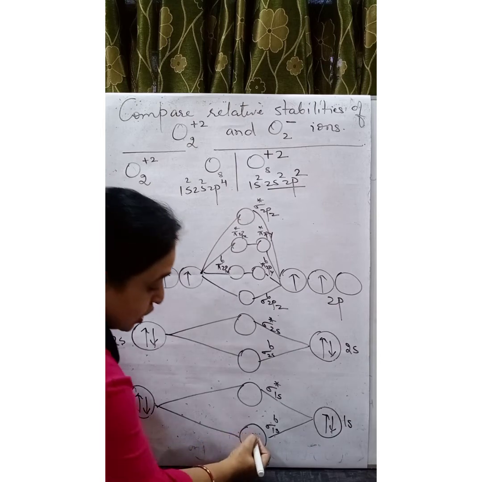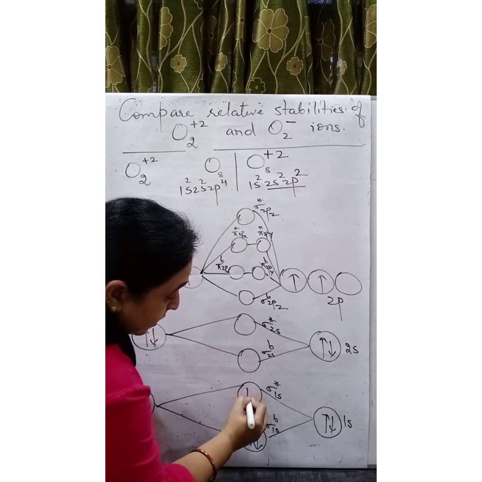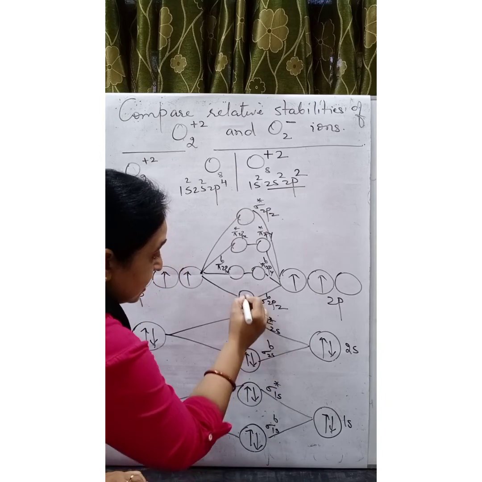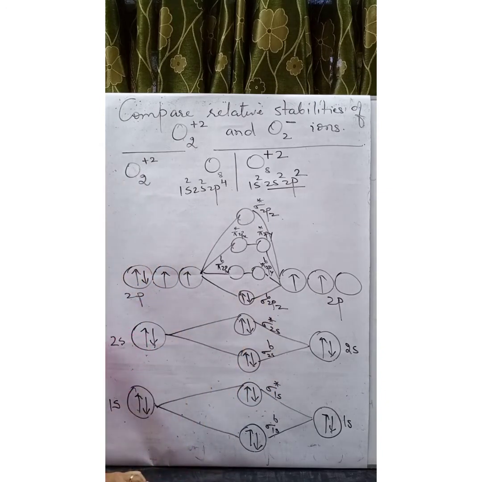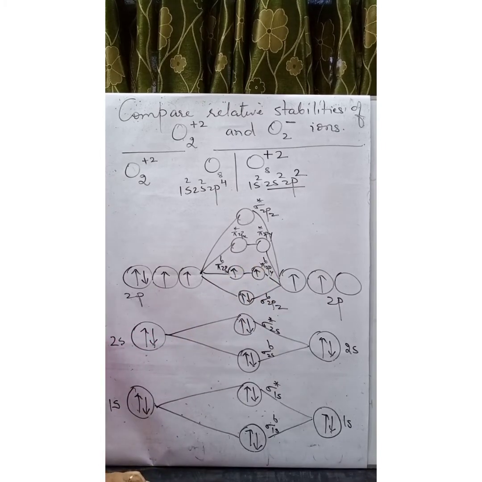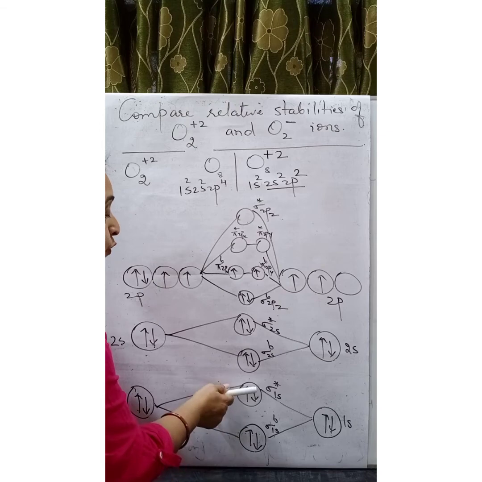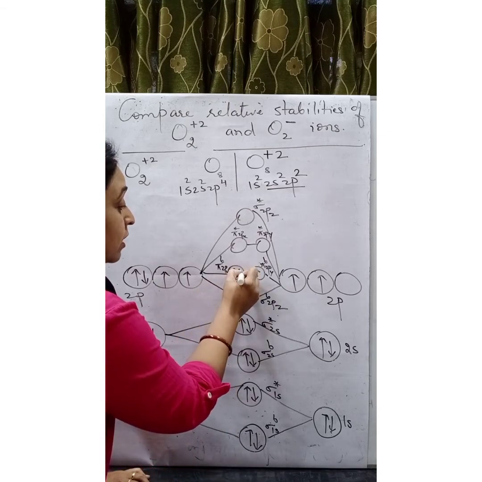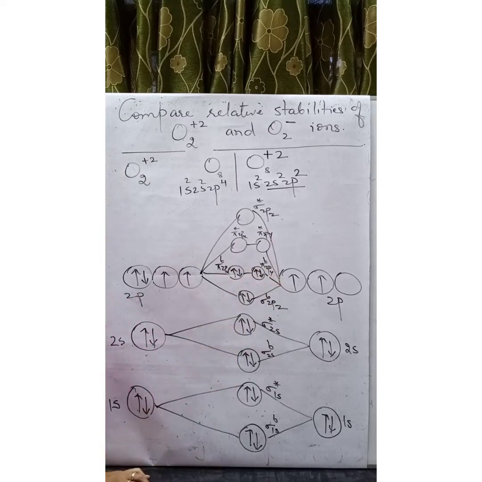Let us start arranging. 1, 2, 3, 4, 5, 6, 7, 8, 9 and 10. 11 here, the 12th in the next one, because Hund's rule says that electrons are first singly occupied before pairing takes place. So 13 and 14. In all, only 14 electrons we had to arrange. So we have arranged those 14 electrons.